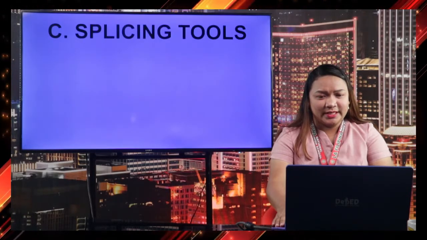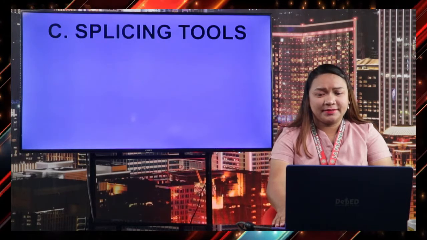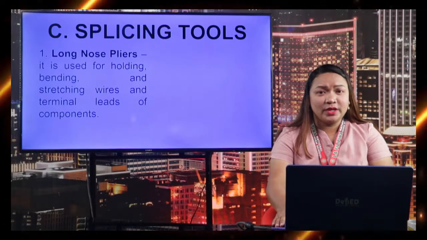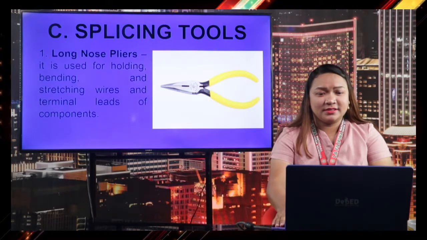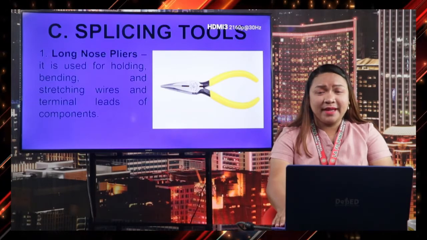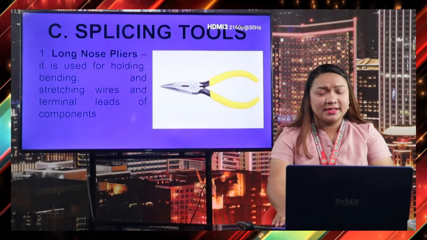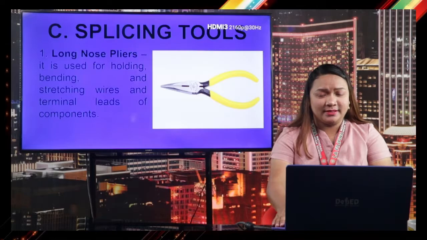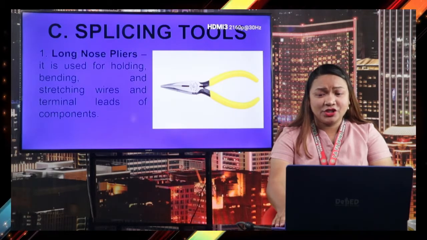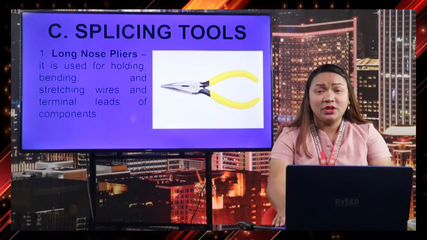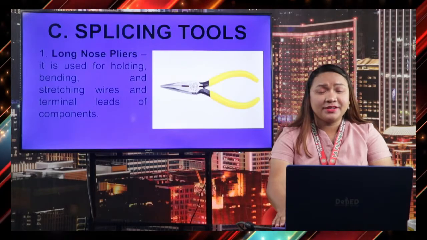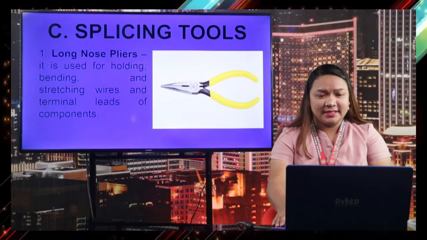Next type of basic hand tool is splicing tools. First, we have long nose pliers. Long nose pliers are used for holding, bending, and stretching wires and terminal leads of components. And this can reach tight spaces or small openings where other pliers cannot reach.